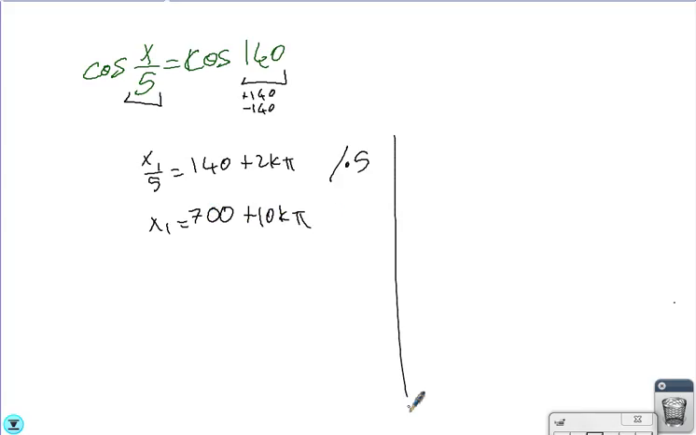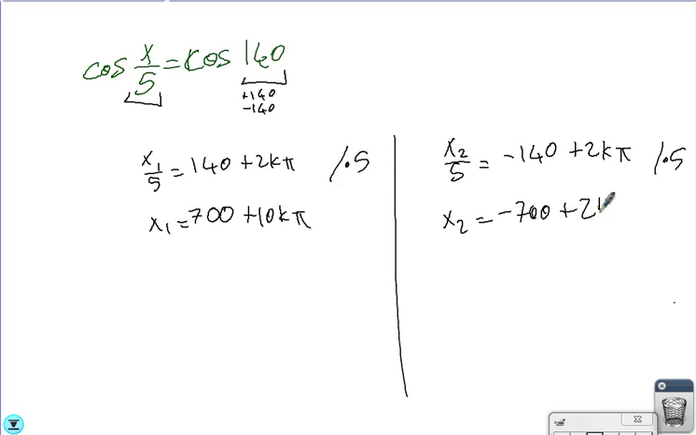So for the second kind of answers, x2 over 5 is equal to minus 140 plus 2k pi. So we must multiply it by 5. x2 is minus 700 plus 10k pi when you multiply.